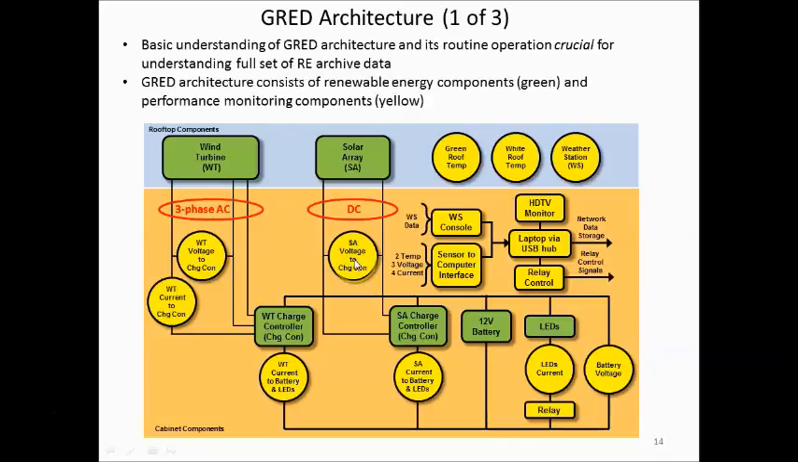The solar array DC voltage to its charge controller is measured. The input current to the solar array charge controller is the same as that flowing out of the charge controller to the battery and the LEDs. The wind turbine charge controller rectifies, that is, converts, the three-phase AC input to DC power output. The wind turbine charge controller output current is measured, as is the current into the LEDs.